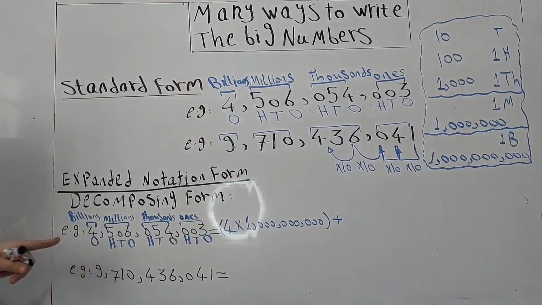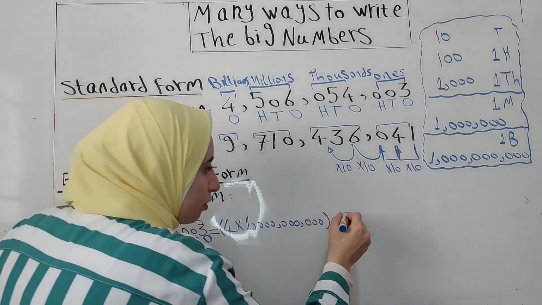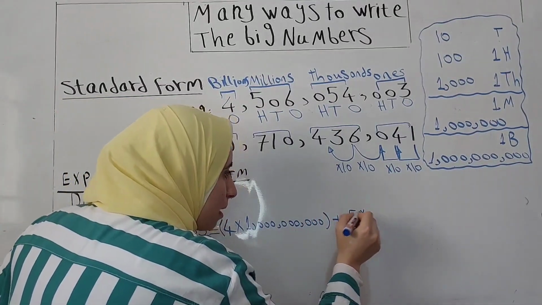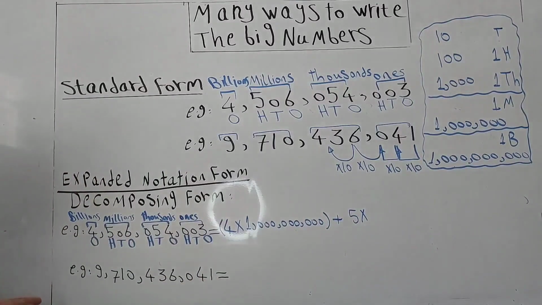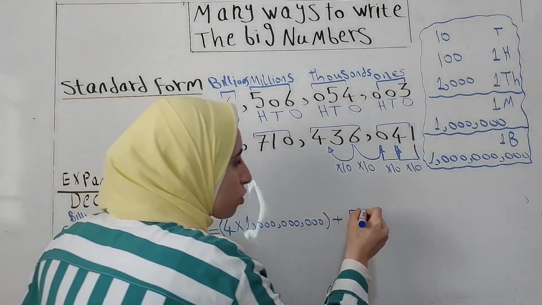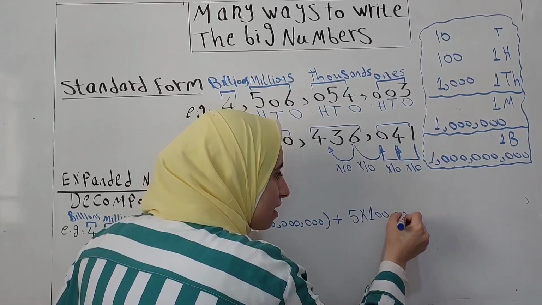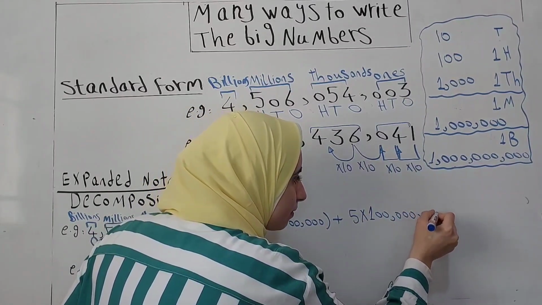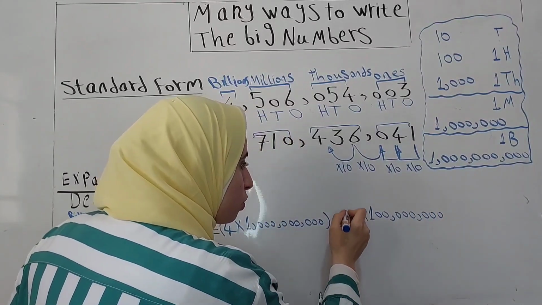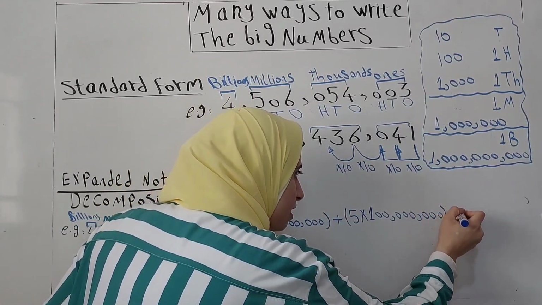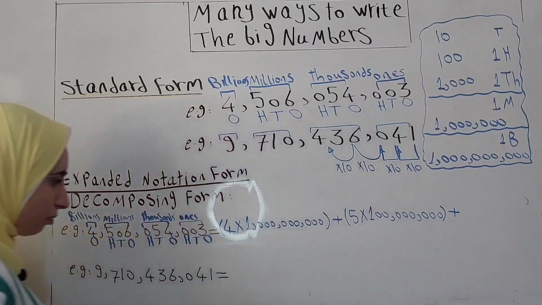The next digit is 5, so we write 5 multiplied by its place. Its place is 100 million. So we need to write 100 million. At first we write 100, then 6 zeros, 4 millions. Between brackets. Then we write a plus sign.